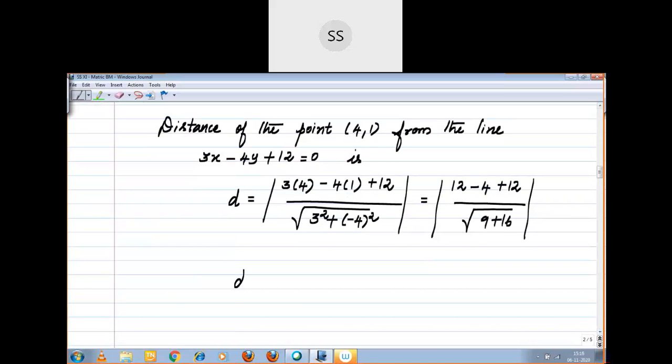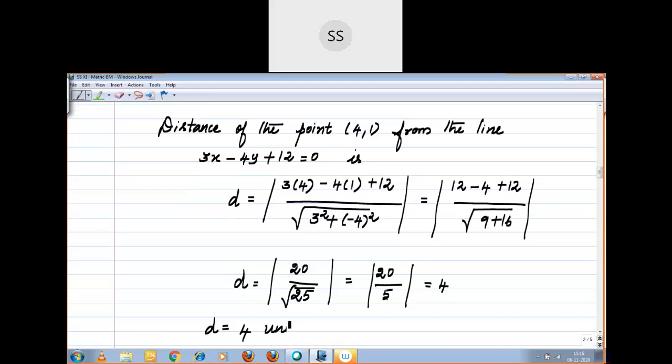Then what can you get? D is equal to modulus 20, because 12 plus 12, 24, 24 minus 4, 20, divided by 5. Square root of 25, that is equivalent to what? 20 divided by 5, which is equal to 4. Now, distance equal to 4 units. Have you all understood, children?